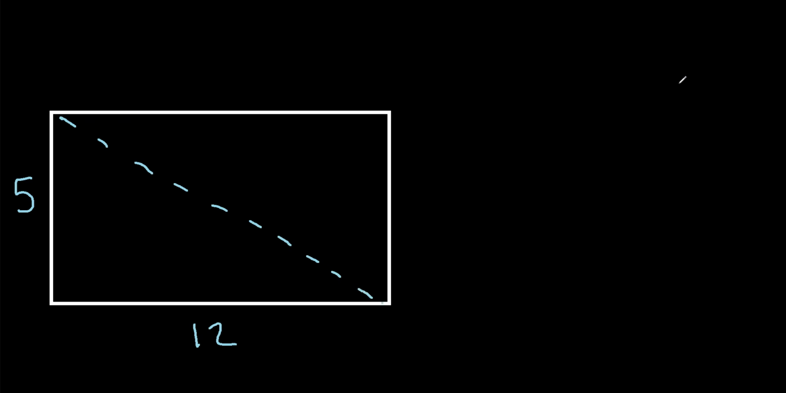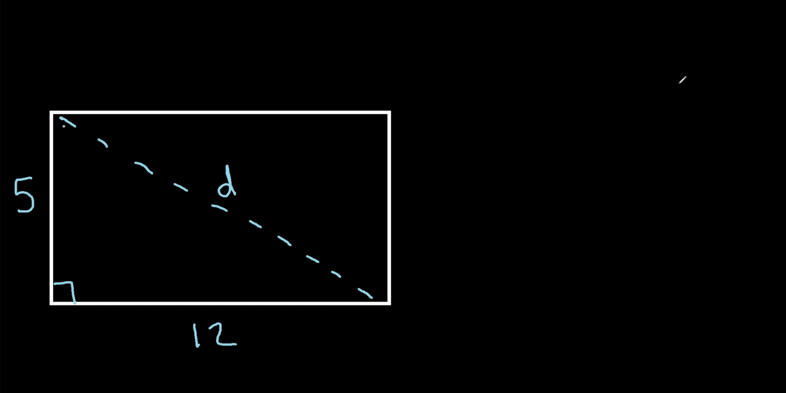Now remember, the diagonal is just the line that runs from one vertex of the rectangle to the diagonally opposite vertex. So let's call that D. How can we find D if we know these side lengths? Well, it helps if we know that each of these interior angles of a rectangle is a 90-degree angle. So if you'll notice, what we really have here is a 90-degree triangle.